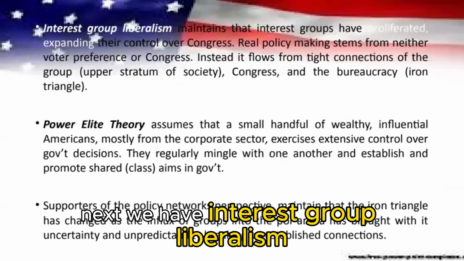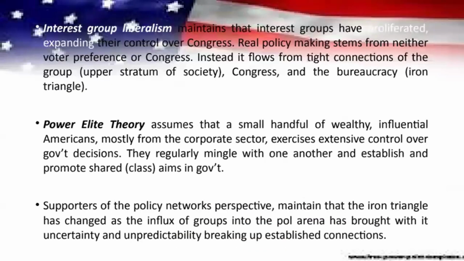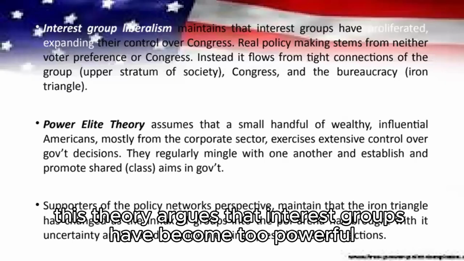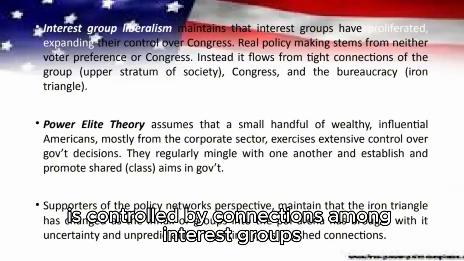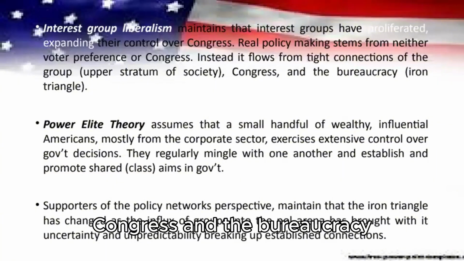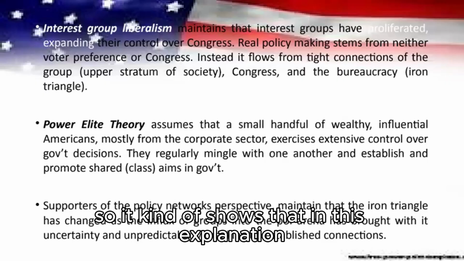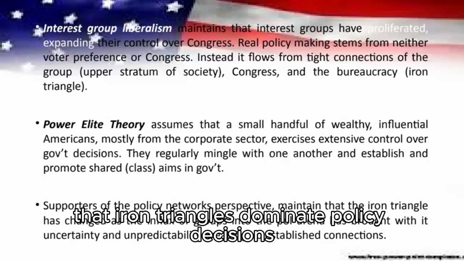Next, we have interest group liberalism. This theory argues that interest groups have become too powerful, that policy making is controlled by connections among interest groups, Congress, and the bureaucracy. So it kind of shows that in this explanation, iron triangles dominate policy decisions.